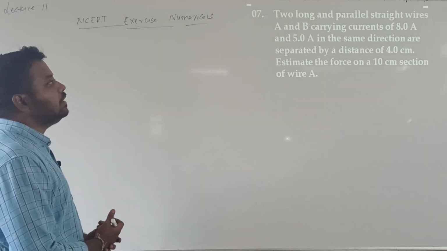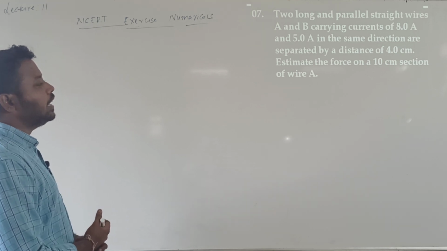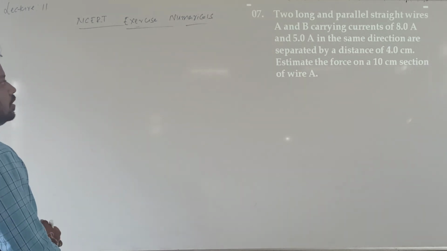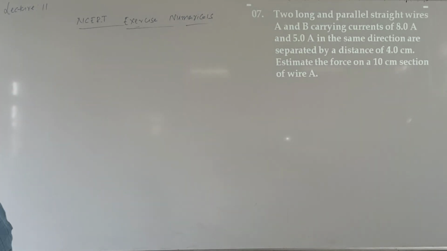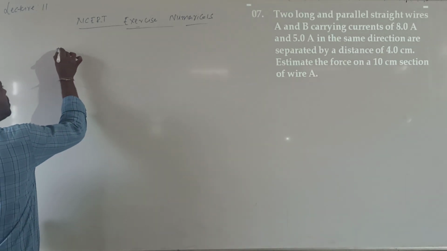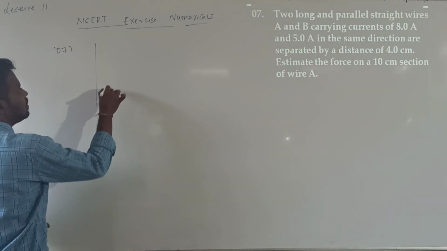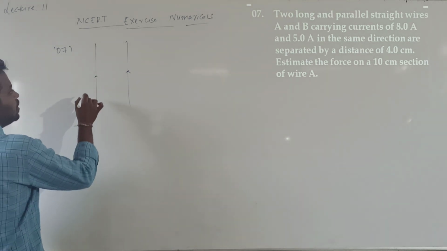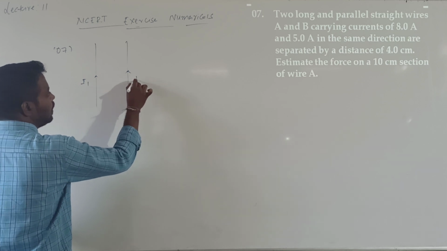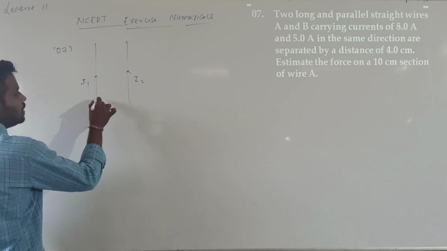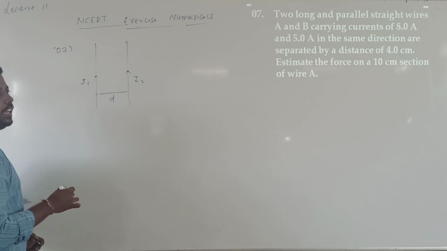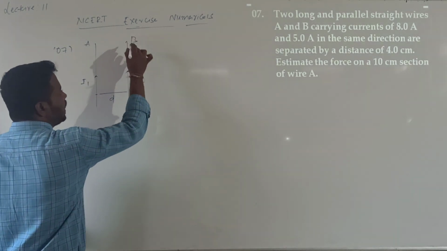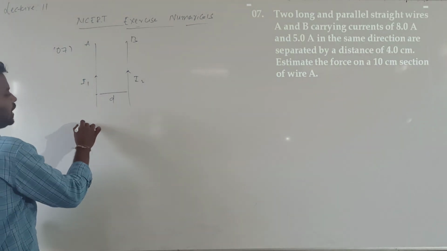Two long parallel straight wires A and B carrying currents of 8 amperes and 5 amperes in the same direction, separated by a distance of 4 centimeters. So question number 7, two long straight parallel wires carrying current in the same direction. Can I call this current I1 and this current I2. The separation between these two conductors can I call d. One conductor's name is A and the other is B. What is I1 they have given?